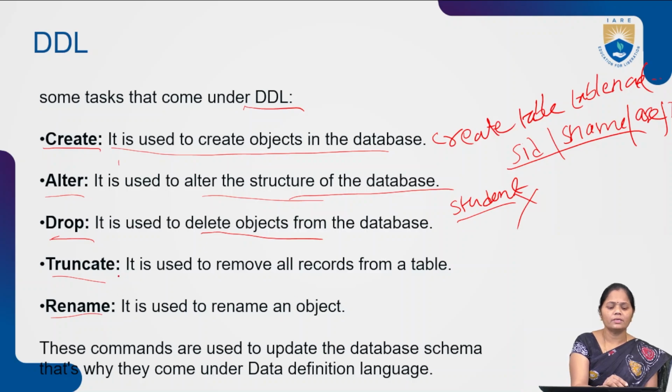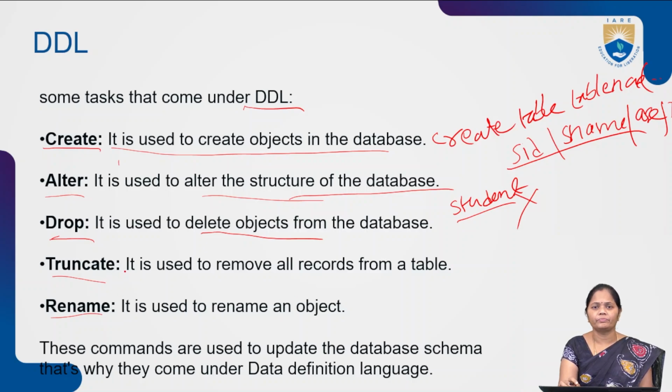The next one is the truncate command. The truncate command is used to remove all the records from the table. Not record by record, it deletes all the records at once.